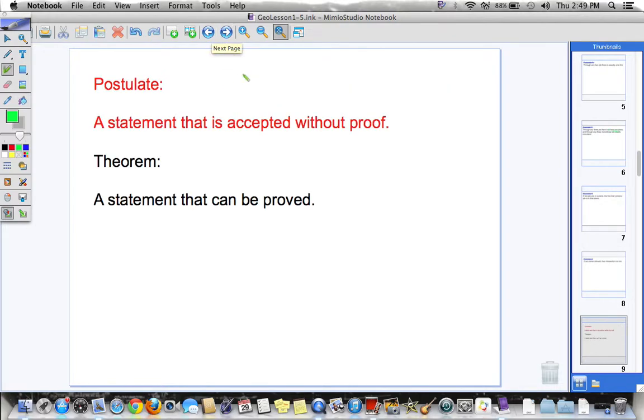All right, I want you to write these 2 things down in your notes. We've already talked about a postulate. It's a statement that is accepted without proof. You know, the day Wednesday is after Tuesday. We don't need to prove that. I mean, it is what it is.